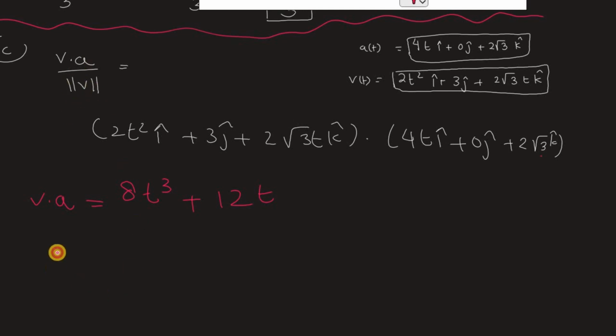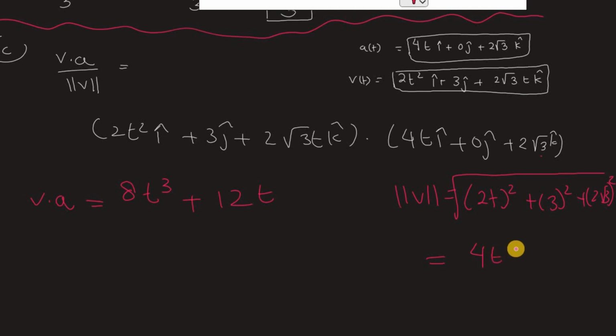Now you need to find the magnitude of v, and you need to divide by the magnitude of v. Okay, so let's find the magnitude of v over here. So this is v. What's the magnitude of it? We're going to square each component again, and then square root the whole thing. So what is going to give us?